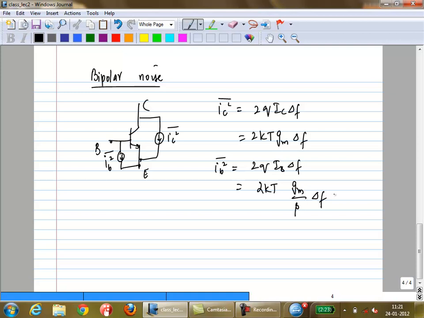Well, it flows through the collector base junction, but eventually that current also flows through the emitter, right? If you look at a transistor, this collector current flows through the base and eventually flows through the collector. So it's perfectly fine to connect it between the collector and the emitter. That noise eventually does flow through the emitter.